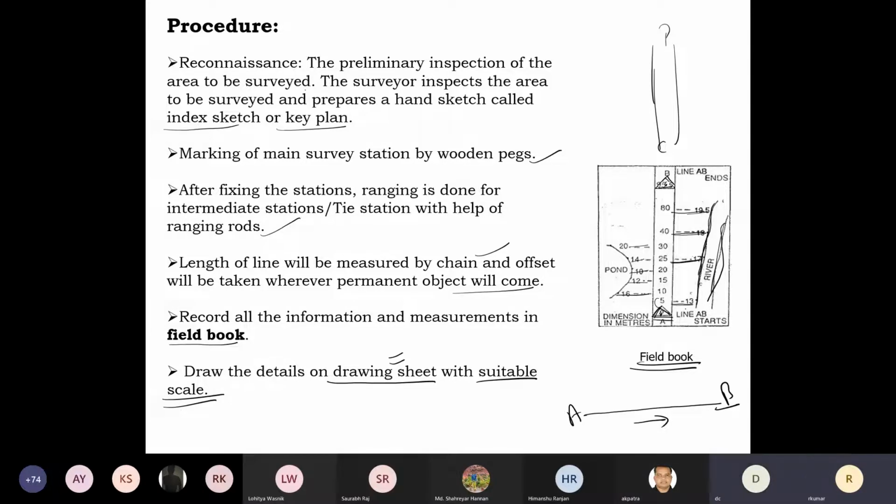Whatever is getting discussed, all of you should write down in the field book.